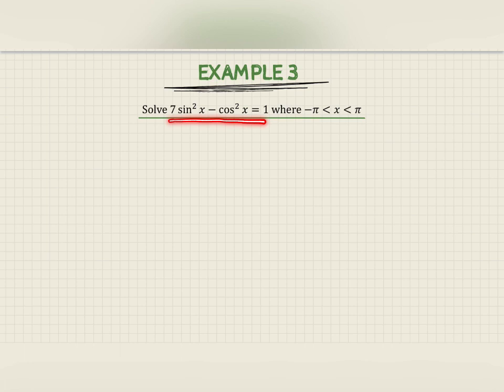Kalau kuadratik, so contohnya kat sini, kalau saya let sin x sebagai A dan cos x sebagai B, so bila saya tulis balik semula, dia akan jadi 7A squared minus B squared equals to 1.